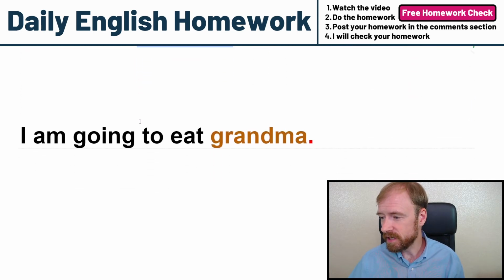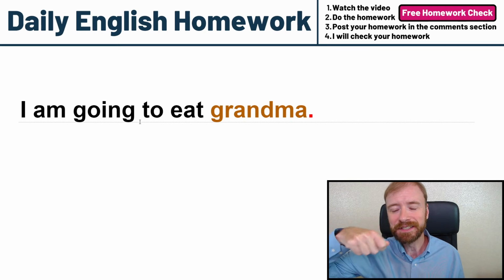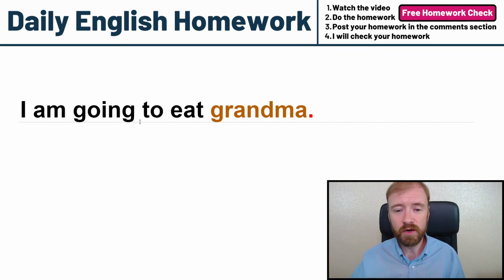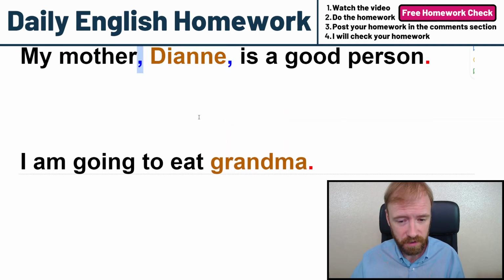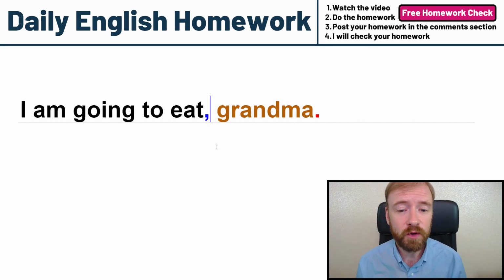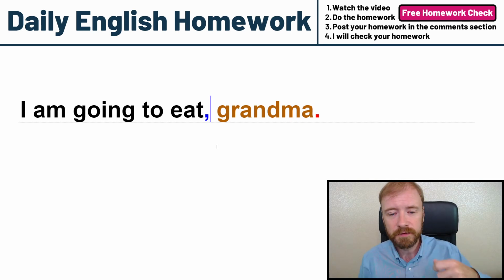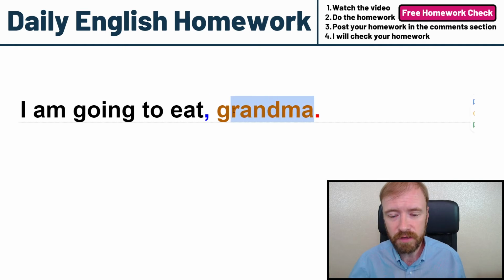Let's look at this sentence. I am going to eat grandma. Now, this sentence means you are going to eat your grandmother. So this is a good sentence to show the importance of a comma. So let's go up here. Let's copy a comma and put it there. Now the sentence is very different. I am going to eat. And then you're talking to your grandma. I'm going to eat, grandma. Not, I'm going to eat grandma. So that comma you're talking to is very important to tell us you're talking to your grandma.